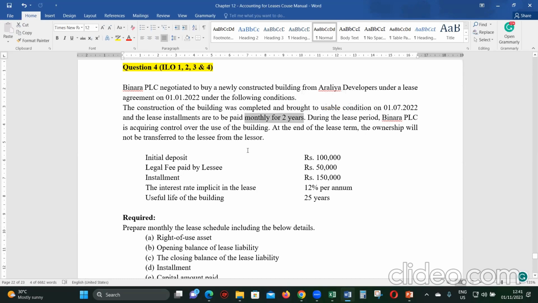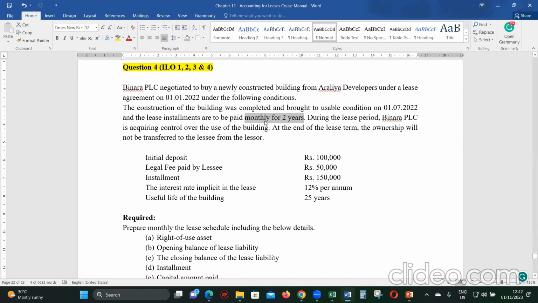Now, the reason why I took this question is, even though we discussed the whole lessee books and lessor books in the previous question, we took years, no? There were 4 years, 4 lease payments. But practically, if you take a lease, rentals are paid monthly, not annually, right? That's why we took a monthly question as well in order to be more practical. Okay. So installments are to be paid monthly for 2 years.